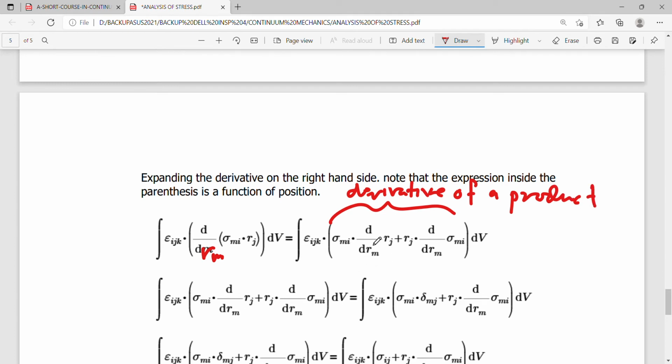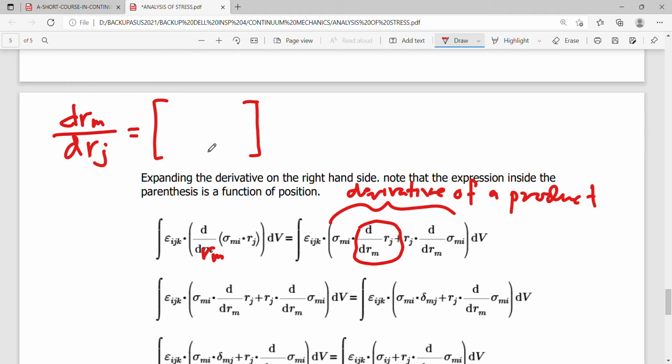Partial in the sense that we only take the derivative of this product by assuming the others as constant and making the variable of consideration the position variable. So let's take a look at this derivative first here. What is dr_j/dr_m? This has a special meaning, because if I take the derivative of the same variable with respect to that variable, I'm simply taking the derivative of a tensorial notation in terms of m j.